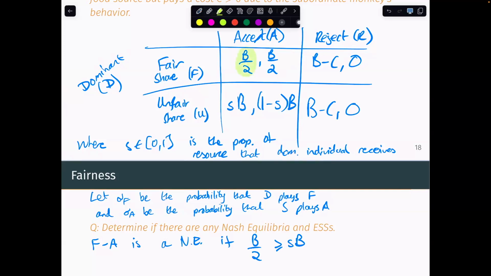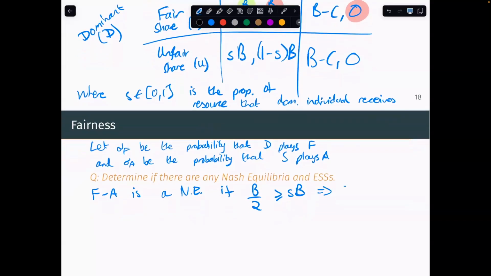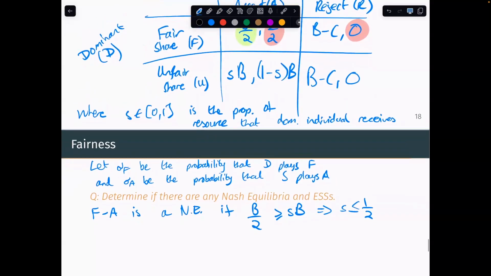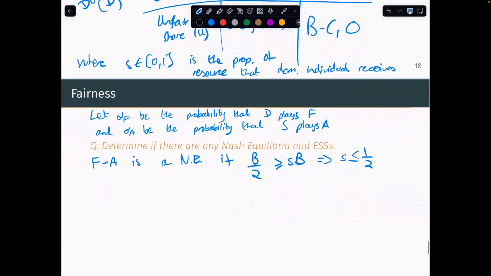Well, if we're up in this corner here, if I'm the dominant individual, as long as B over 2 is greater than SB, then I have no reason to switch. For the subordinate individual, B over 2 is always greater than 0, so there's never an incentive for me to switch to reject. So as long as S is less than or equal to a half, there's no advantage to me switching. So in that case, fair share and the subordinate individual accepting is a Nash equilibrium.